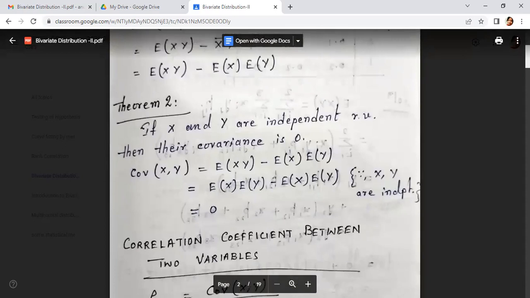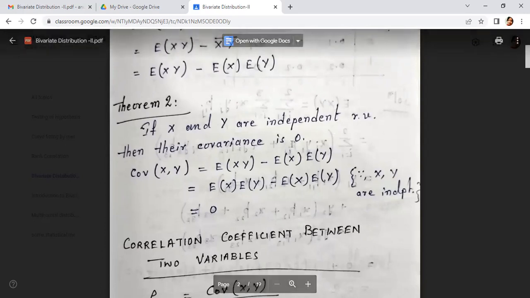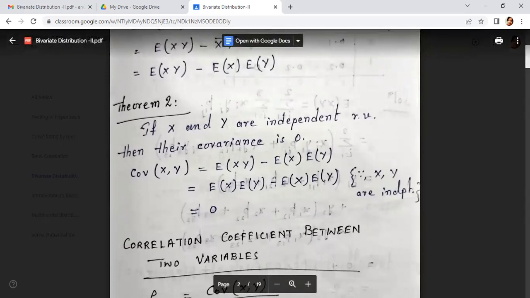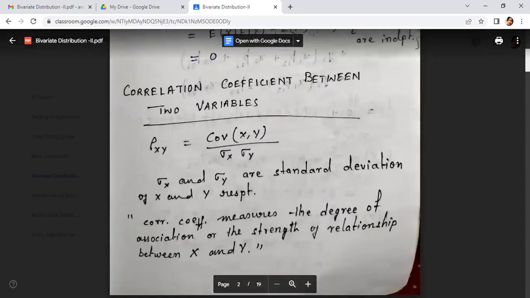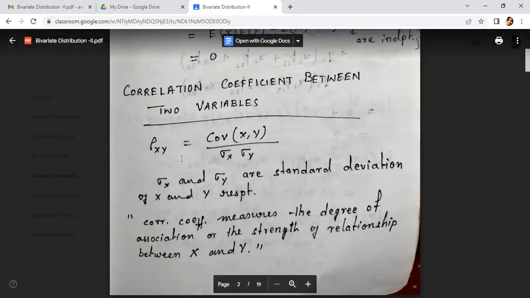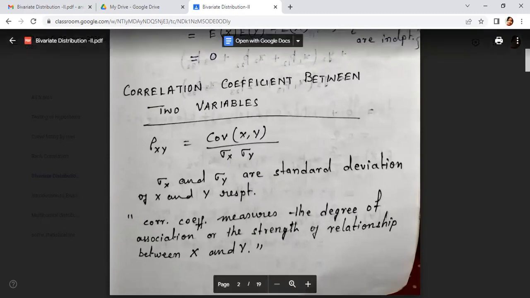Next, as I told you, if X and Y are independent random variables, then there is no association between them, so the covariance between them is 0, and the formula also gives us the same thing. Now come to the main, important measure of correlation, which is known as the correlation coefficient. It is denoted by rho XY, and the formula is covariance of XY divided by sigma X sigma Y, where sigma X and sigma Y are the standard deviations of the random variables X and Y.